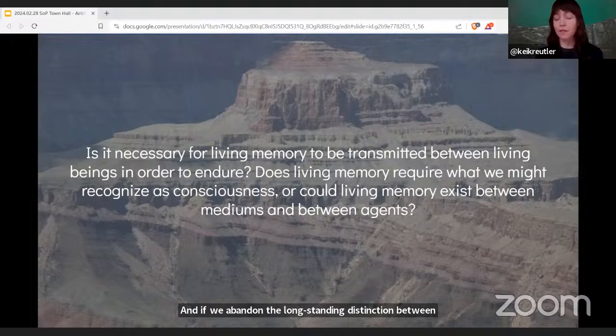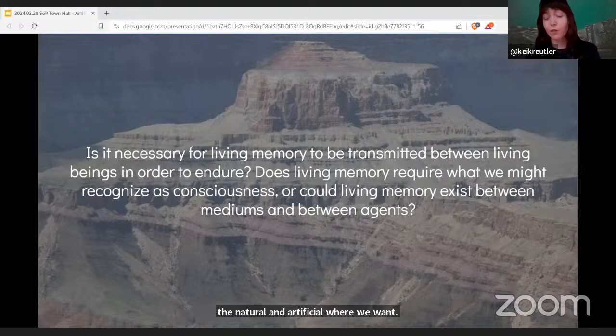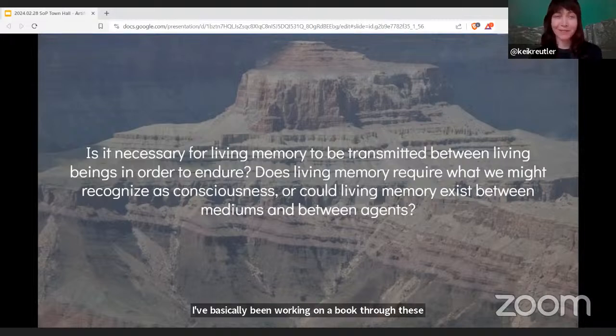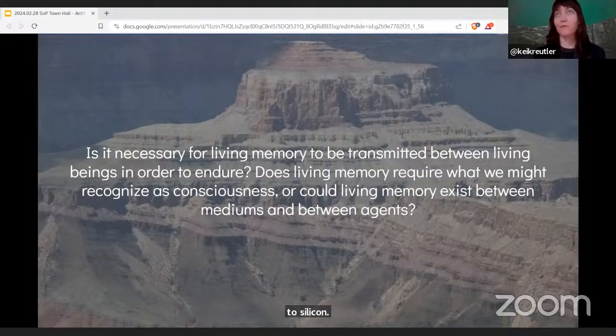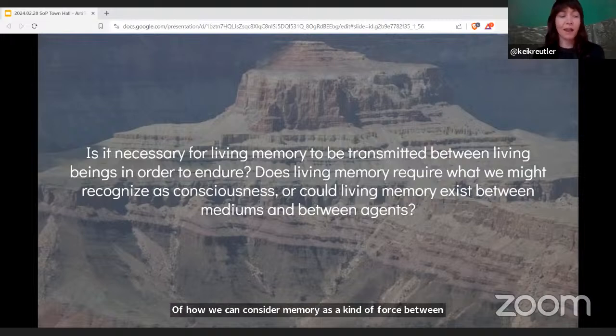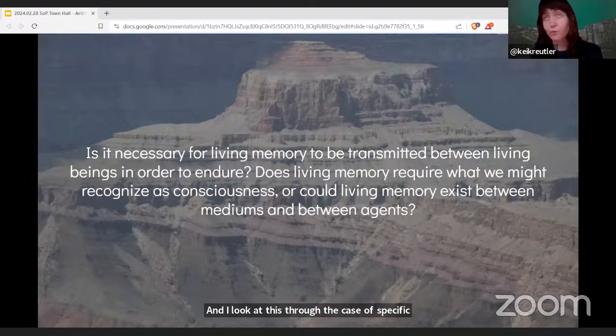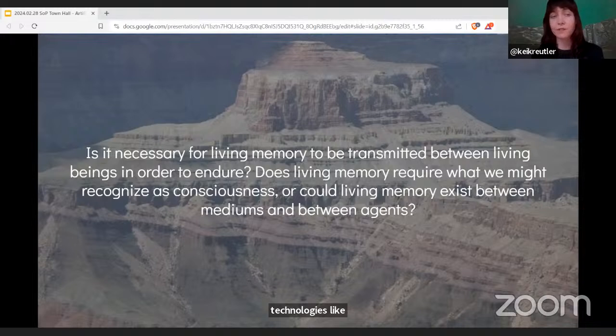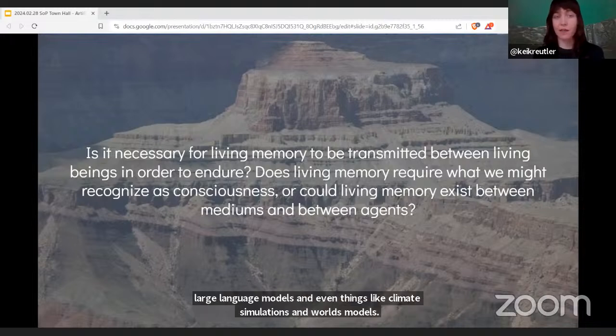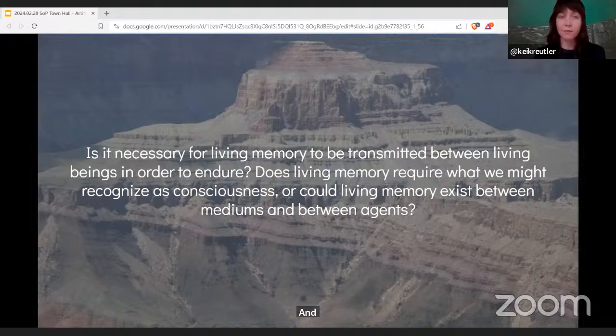Since the summer's research, I've been working on a book through these questions and looking medium by medium, from stone to silicon, at how we can consider memory as a kind of force between different agents and actors, and where memory actually resides. I look at this through the case of specific technologies like zero knowledge proofs, large language models, and even things like climate simulations and world models, and ask where does memory reside in these if it doesn't reside in living memory transmitted by living beings?